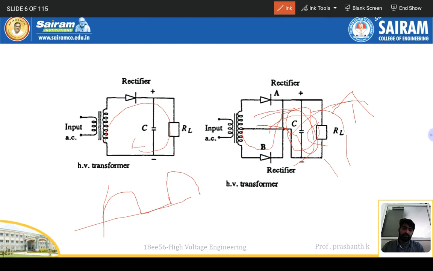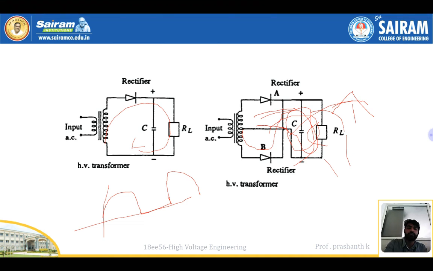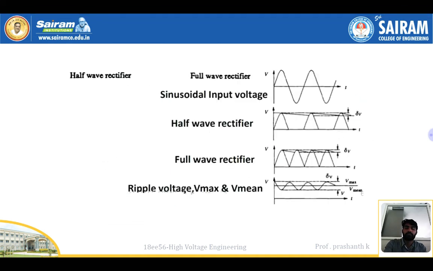That is the thing we will discuss in the next classes also. So this is a full wave rectifier, with a sinusoidal input voltage. Input voltage we are giving like this, right? In the half wave rectifier, only one half cycle is present and the other half cycle is clipped off. And in the full wave rectifier, both the positive cycle and the negative cycle will be conducting.